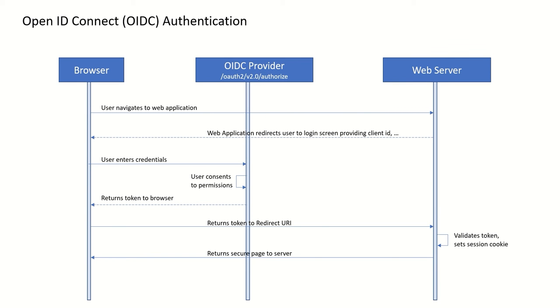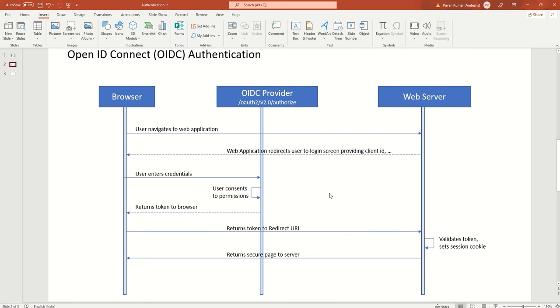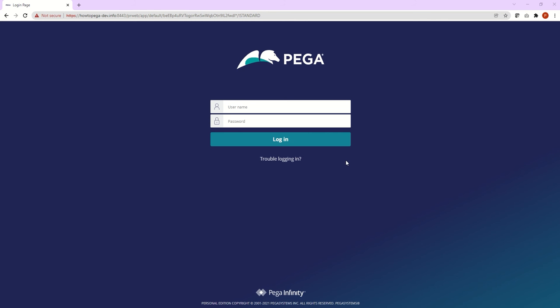Right, now let's get into the configuration. How can we do this configuration? How can we implement this from Pega's end and also from the Google OIDC provider side? Now let's look at how to configure OIDC authentication in Pega, the implementation part.